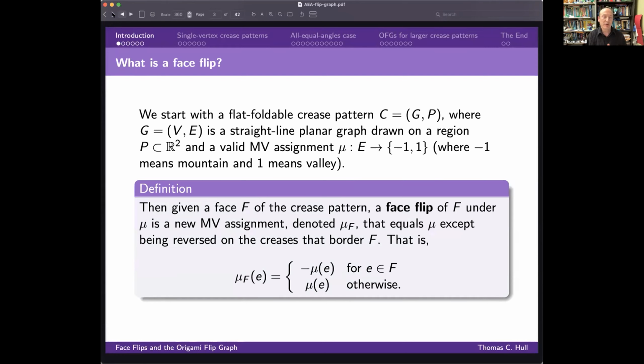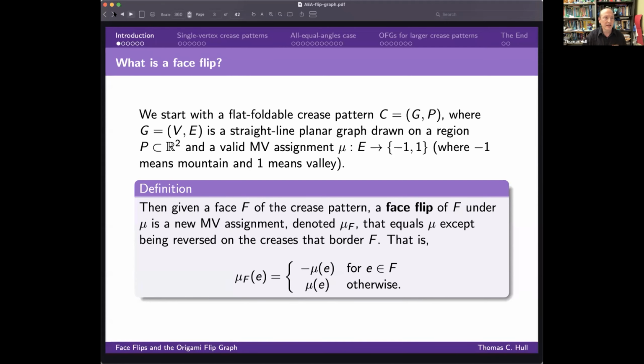Then here's what a face flip is. A face flip is a new mountain valley assignment that we get by switching all the mountains and valleys about a given face. So given a face F of the crease pattern, a face flip of F under a mountain valley assignment mu is a new mountain valley assignment, denoted mu sub F, that equals the original mu except being reversed on the creases that border F. And here's the technical definition. You basically just change the sign of all the creases, the mountain and valley assignments of the creases that border F.